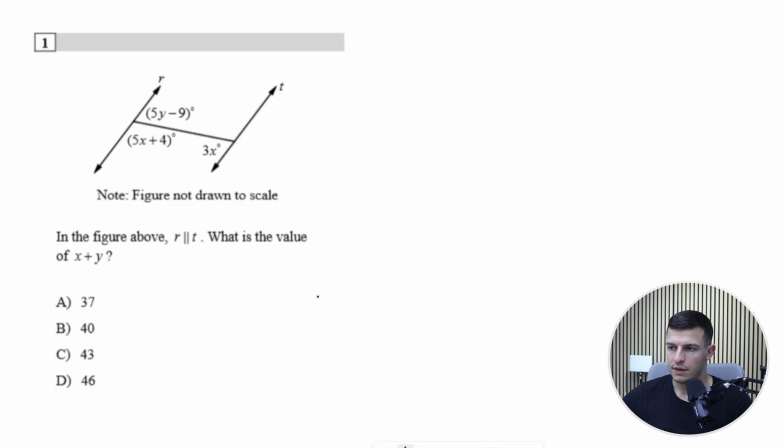In the figure above, R is parallel to T. This is a parallel sign. What is the value of x plus y? Now this image is basically the previous image but rotated. In fact, I can redraw that for you. So these are parallel lines. Imagine there's a line like that.